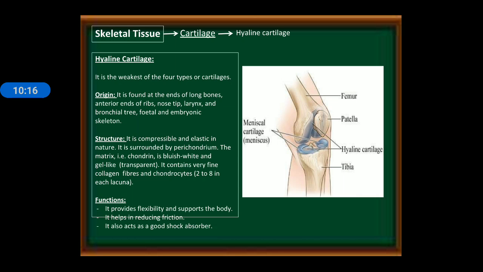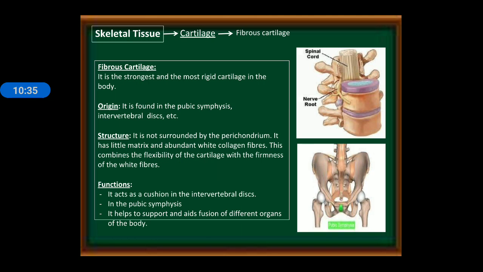So we can see this is a hyaline cartilage. Hyaline cartilage is mainly found at the end of long bones, the anterior ends of ribs, the nose tip, larynx, and bronchial tree, and in the fetal and embryonic skeleton. The function of hyaline cartilage is to provide flexibility and support, and it helps in the reduction of friction.